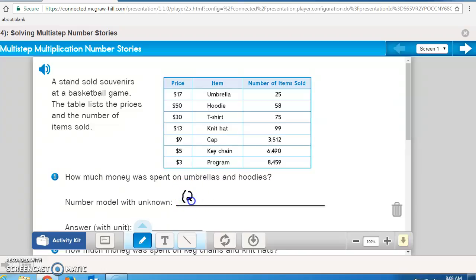So we would write that in parentheses. 25 times 17. And I'm going to have to figure out that answer. Once I figure out that answer, I'm going to have to add it to the hoodies, which is 58 times 50. Those are my unknowns as of right now, because I don't know what these totals are, and I need to find that out in order for me to figure out what X is. Don't forget to figure these two out, because these are prices, this is money, and then you'll add those two together to come up with the answer.